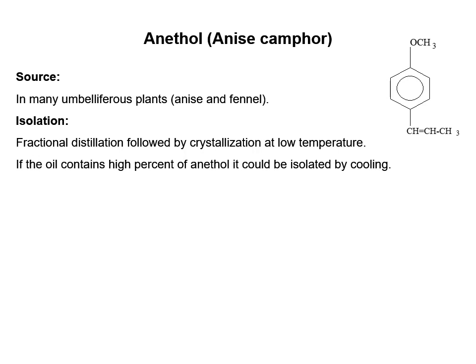The next phenolic constituent is anethol, also known as anise camphor. Anethol is present in umbelliferous fruits such as anise and fennel. Structure of anethol: it is isolated by fractional distillation followed by crystallization at low temperature, or the oil containing a high percentage of anethol is isolated, from which anethol is isolated by cooling.